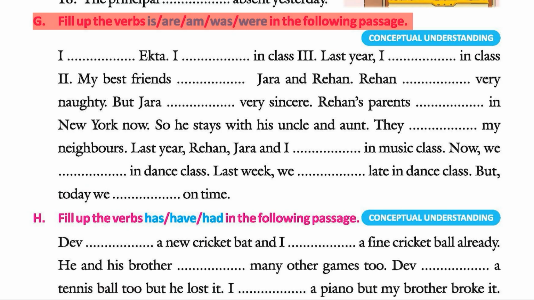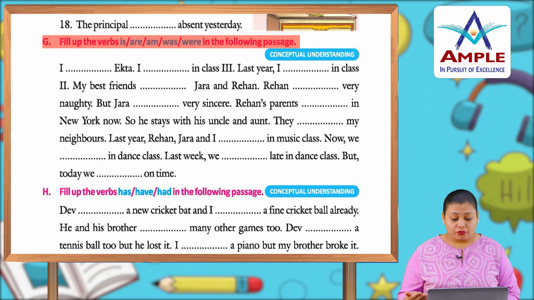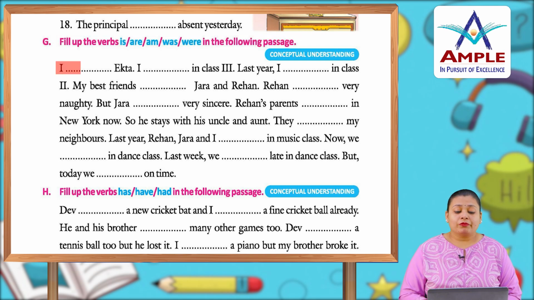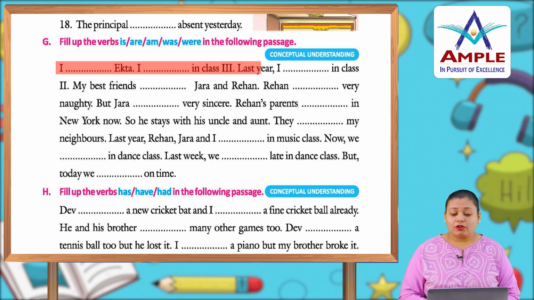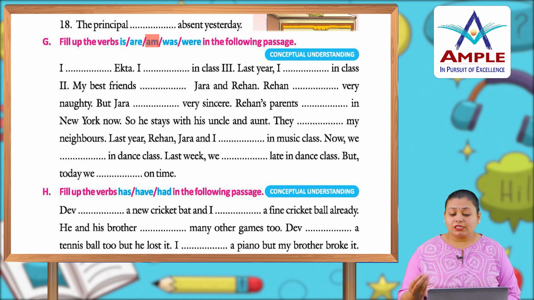Okay, now you have to read the passage carefully. First of all, you have to read the passage carefully, find out whether the statements are in present form or the past form, and then fill in the verbs accordingly. Okay, I am Ekta. I am in class 3rd. Last year I was in class 2nd. So here in the starting, a person is introducing herself to others. So here we use I with am. Okay, I am Ekta. I am in class 3rd.